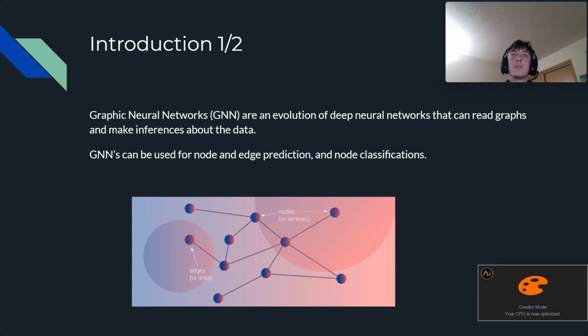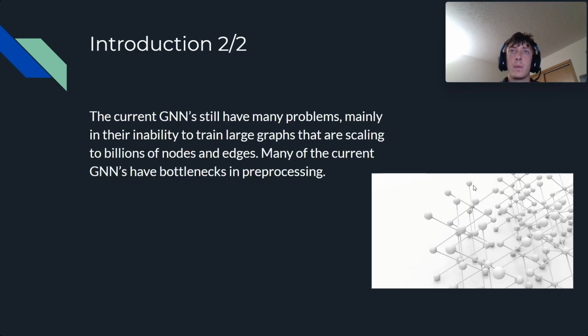In this paper, the researchers' main topic is graphic neural networks, or GNNs, as referenced throughout the presentation. Graphic neural networks are learning networks that can read graphs and make inferences about them. These inferences include node prediction, edge prediction, and node classification. Here on the bottom, I show what a very basic graph could look like with its edges and nodes, as you can see here. This is very small, obviously.